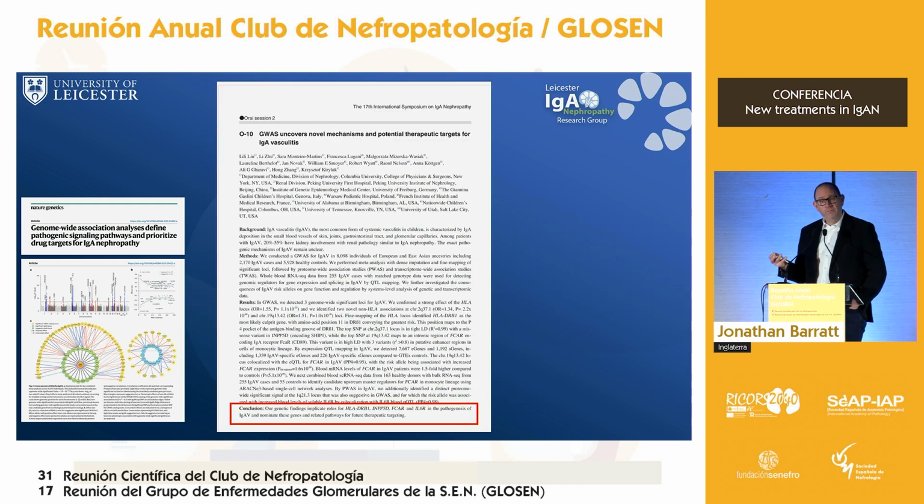This is something that isn't published yet. It was presented at the International IgA Nephropathy meeting in Tokyo at the end of last year. And this is the largest genome-wide association study in IgA vasculitis. And you probably won't be able to read it at the bottom, but what this study found, which is really interesting, is there are genetic risk alleles associated with the Fc alpha receptor. So the Fc alpha receptor is an IgA receptor expressed on myeloid cells, and in particular on neutrophils. And of course, we know the importance of neutrophils in the setting of systemic vasculitis.